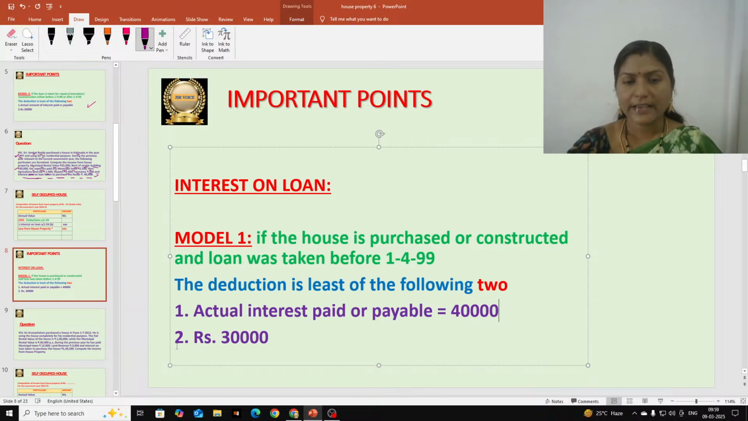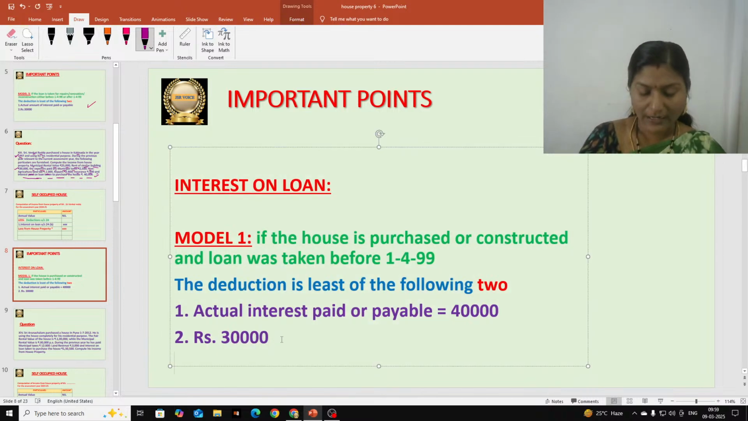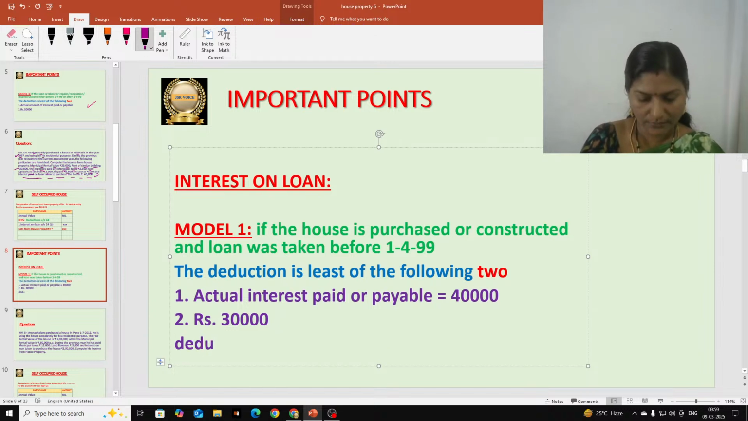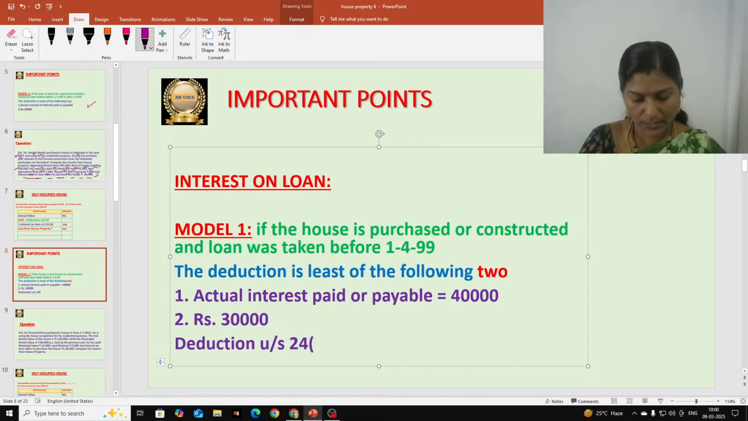And next, second point is 30,000. You see which is least here, 40,000 or 30,000. You can tell that it is what? It is 30,000 only. So deduction under section 24 subsection B is equal to how much? 30,000, because the least one is 30,000.